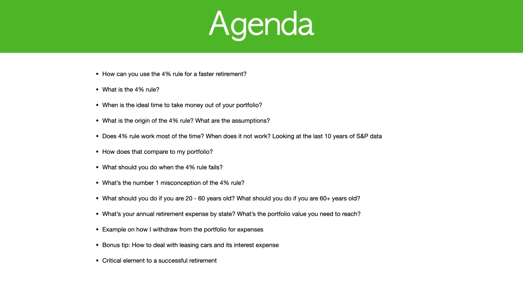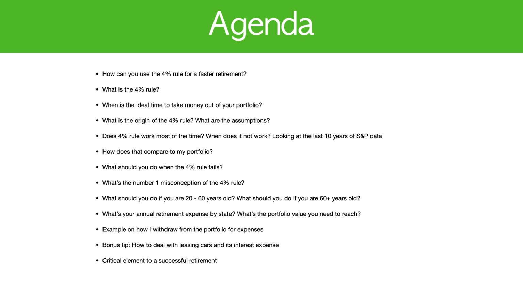Now, I have no idea how long this video is going to be, because when I'm looking at the agenda today, we have a lot of topics to go through. So if you're looking at the agenda right now, you can see that the main topic and the goal is really how you can use the 4% rule for a faster retirement. What is it? What is the ideal time to take out money from your portfolio? What is the origin of the rule? And does the 4% rule work most of the time? When does it not work?